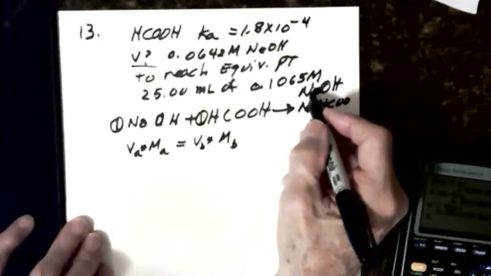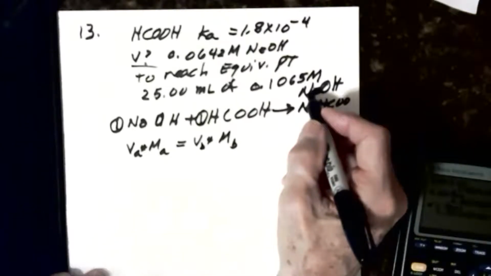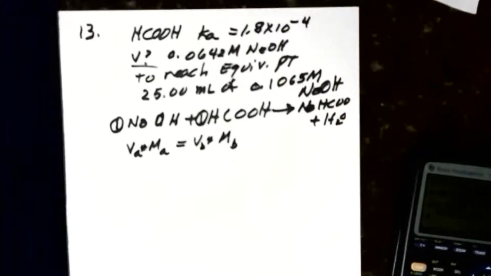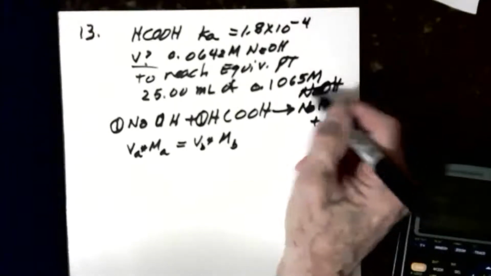I think I copied some data wrong. Let's look back up here again. I'm doing number 13, and let me check the data again because I'm looking at something wrong. Oh, it's 25 milliliters of 0.1065. This is formic acid.